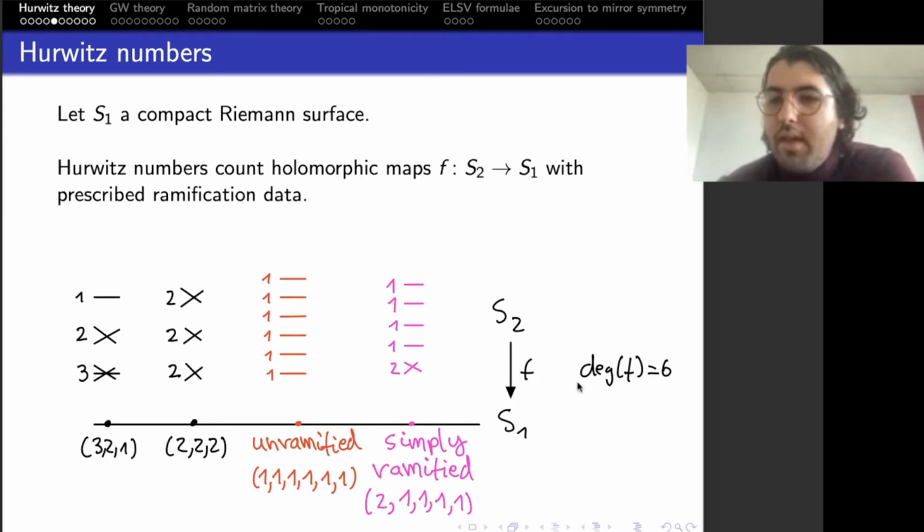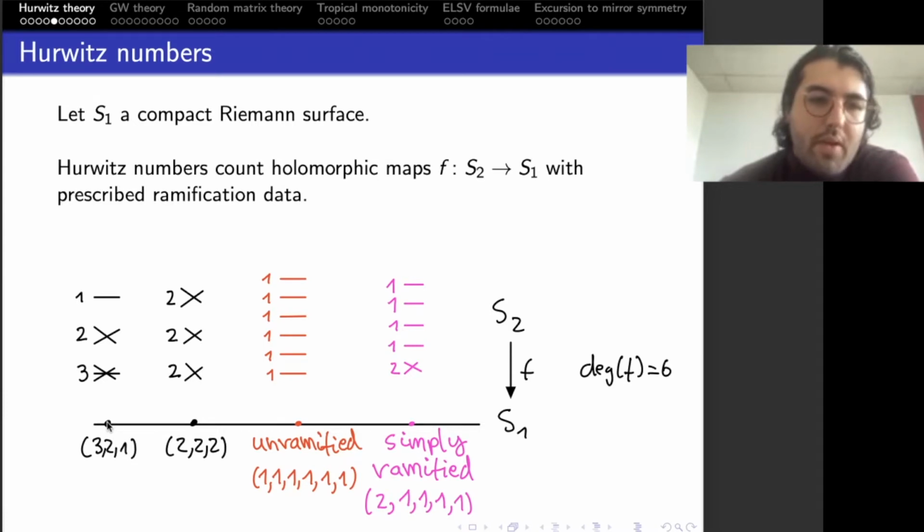In this case, I have a degree 6 map. And for every point on S1, which here is illustrated by a line, but in general, of course, this is just a schematic picture, I fix the ramification profile.